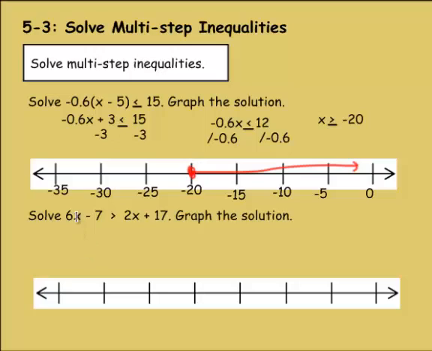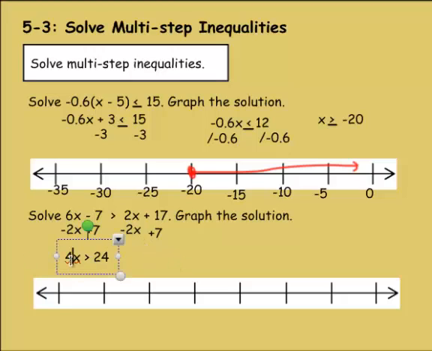Here we have variables on both sides, so that's still a multiple step inequality. We have 6x minus 7 is greater than 2x plus 17. So I'd like to get all the x variables over here and all the non-variables over to the right. So I could subtract 2x from both sides. Then I could also add 7 to both sides to get rid of this minus 7. So that would turn into 4x is greater than 17 plus 7, which is 24.